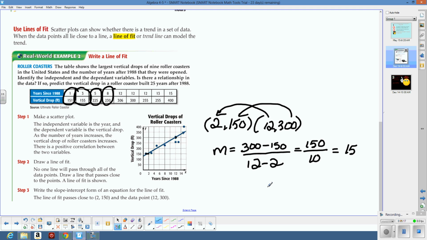Now that we know what m is equal to, we can take one of the points. I'm going to use this one right here. Use one point and the slope, and then either the point-slope formula or slope-intercept formula to figure out the equation of the line. I'm going to use the slope-intercept formula because that's what most people in class said they like to use. So y equals mx plus b. In place of y, I'm going to put 150. In place of m, I'm going to put the 15 that we found for the slope. In place of x, I'm going to put 2, and we don't know what b is.